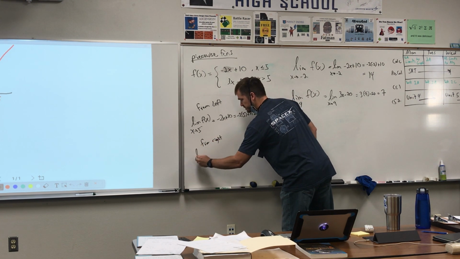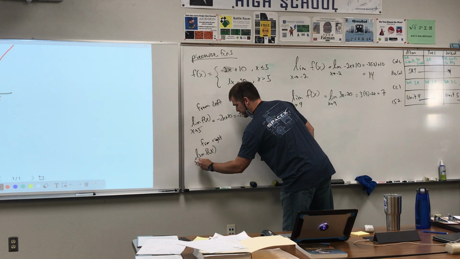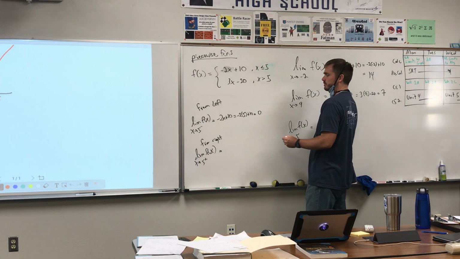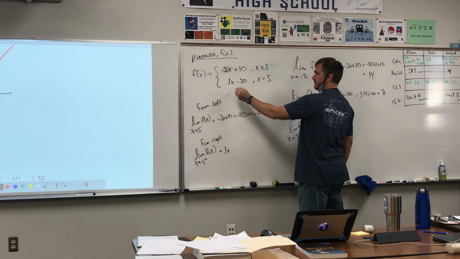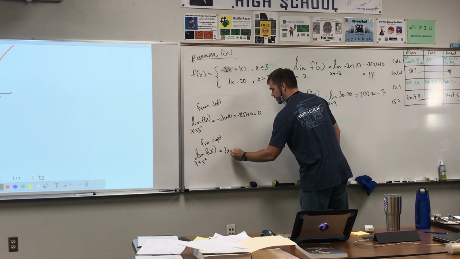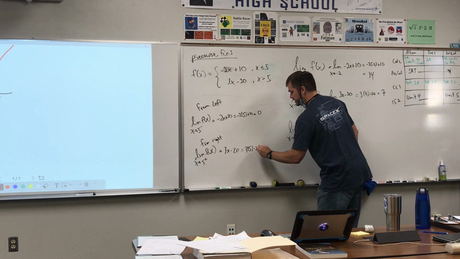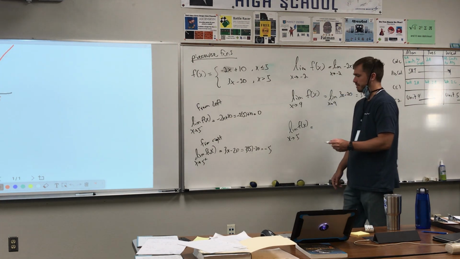From the right, limit of f of x as x approaches 5 from the plus. That's kind of a weird way of saying it, but anyway, we are following this formula, 3x minus 20, so 3 times 5 minus 20, so 15 minus 20 is a negative 5.